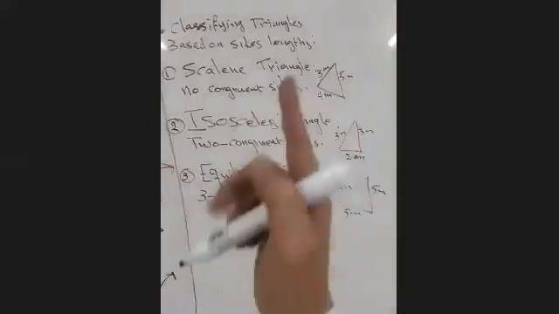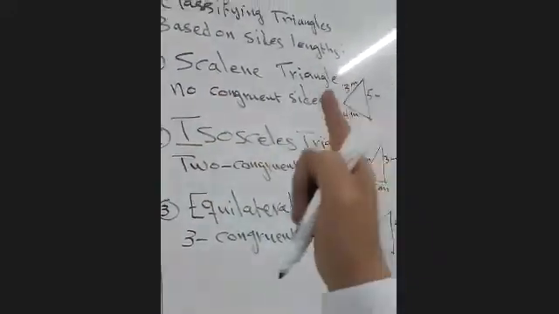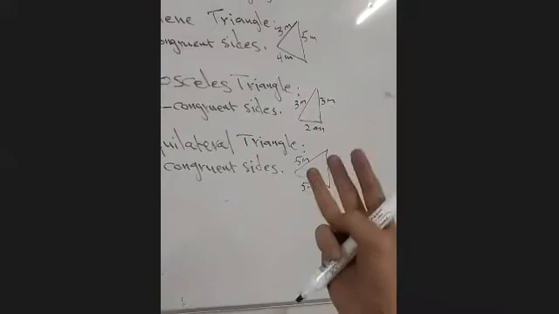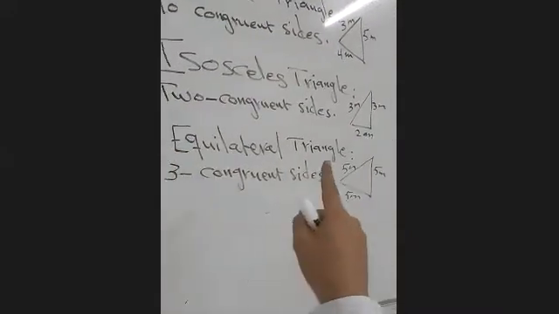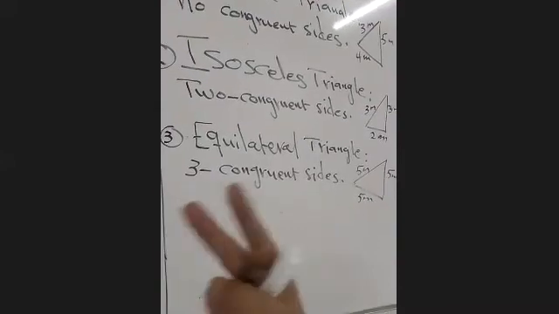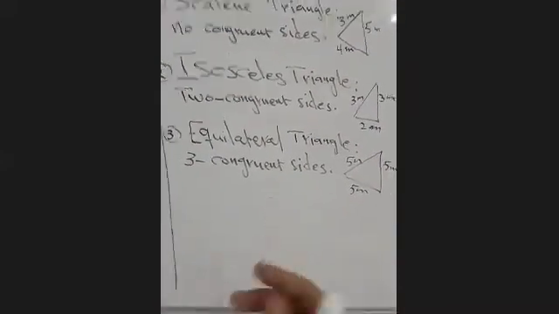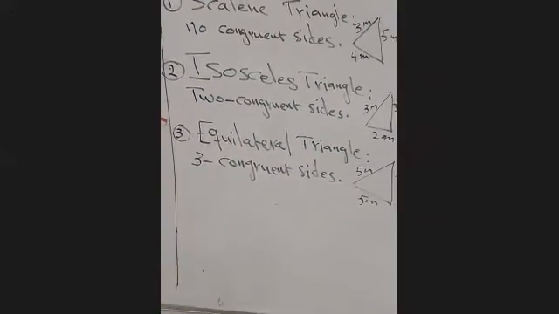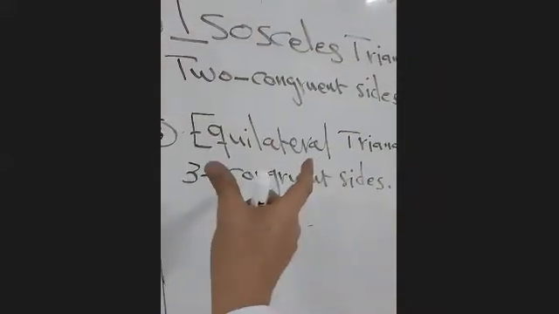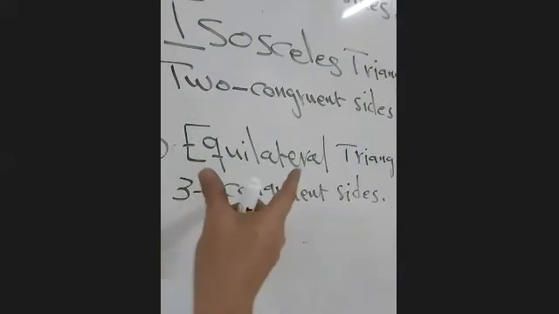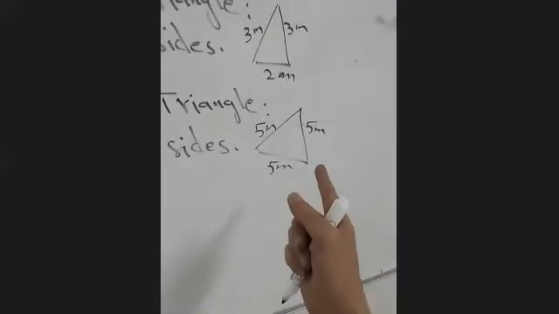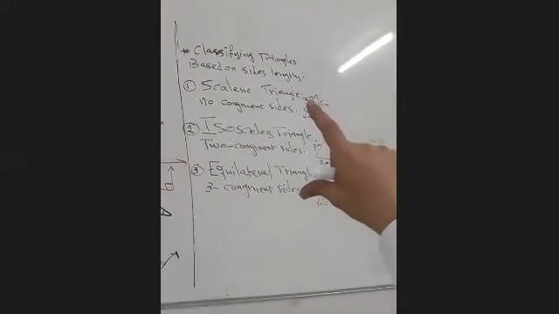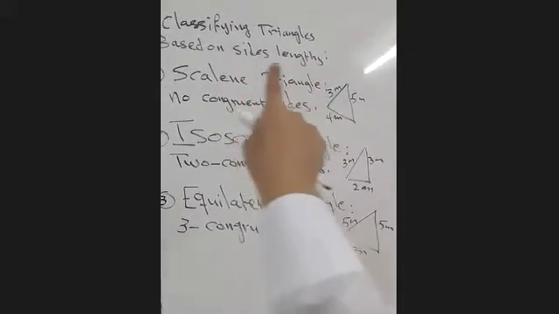So, if we have no congruent sides, we call it scalene triangle. 2 congruent sides, we call it isosceles triangle. 3 congruent sides, we call it equilateral, not quadrilateral. We have 2 similar words here. Quadrilateral is the polygon with 4 sides. We took it in the previous lesson. Equilateral, from equal, equal. Equilateral triangle is a triangle with 3 equal sides. These are the 3 names for what? Sides lengths.